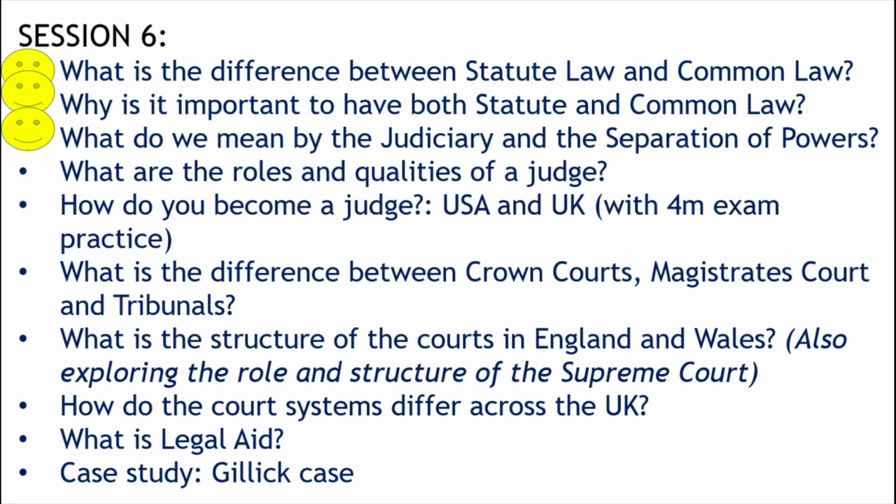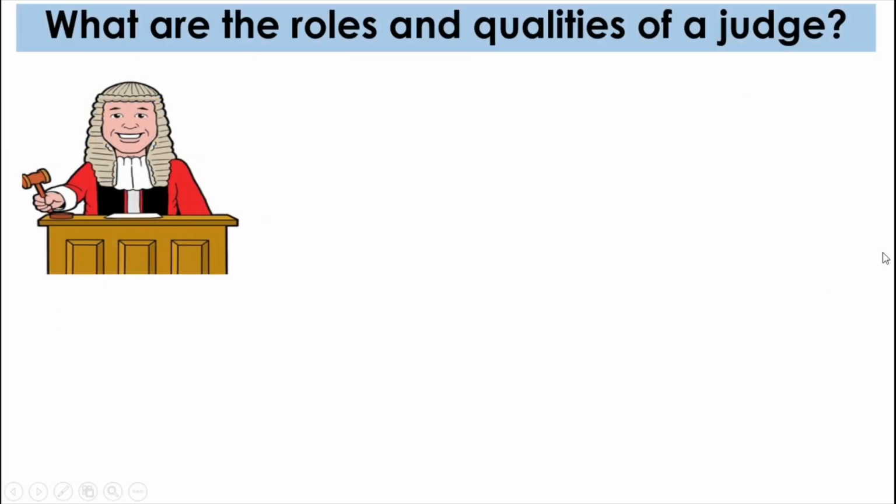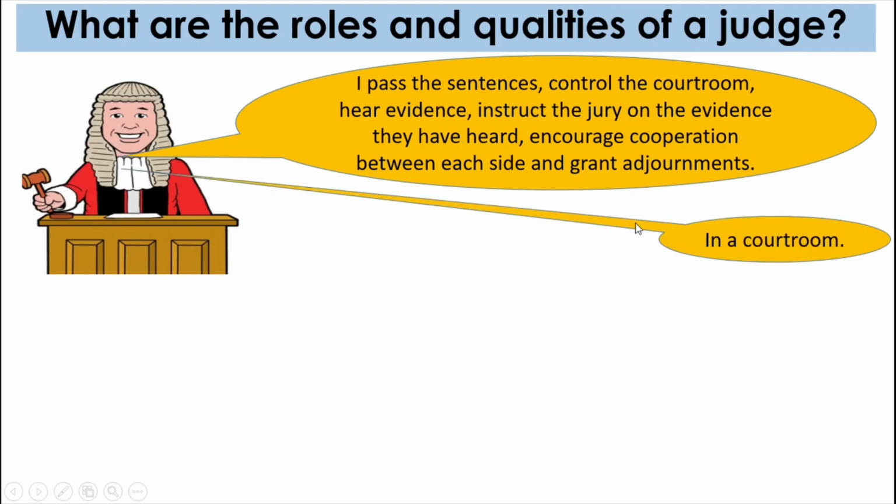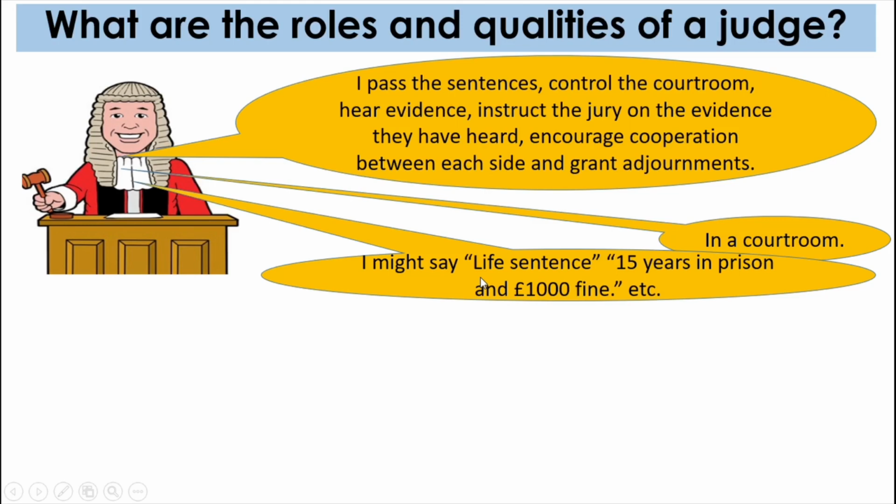We've just looked at what we mean by the term judiciary and the separation of powers. We're now going to move on to look at the roles and qualities of a judge. What are the roles and qualities of a judge? Beginning with the roles, they pass sentences, control the courtroom, hear evidence, instruct the jury on the evidence they have heard, encourage cooperation between each side and grant adjournments. Please make sure you do know some of the roles of the judge. You will find them in a courtroom. They might say something like life sentence or 15 years in prison and £1,000 fine, etc.